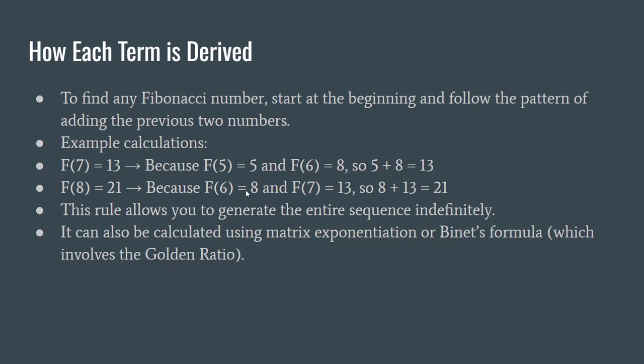Same for the previous: f of 6 equals 8, f of 7 equals 13, so 8 plus 13 equals 21. This rule allows you to generate an entire sequence indefinitely. It can also be calculated using matrix exponentiation or Binet's formula.